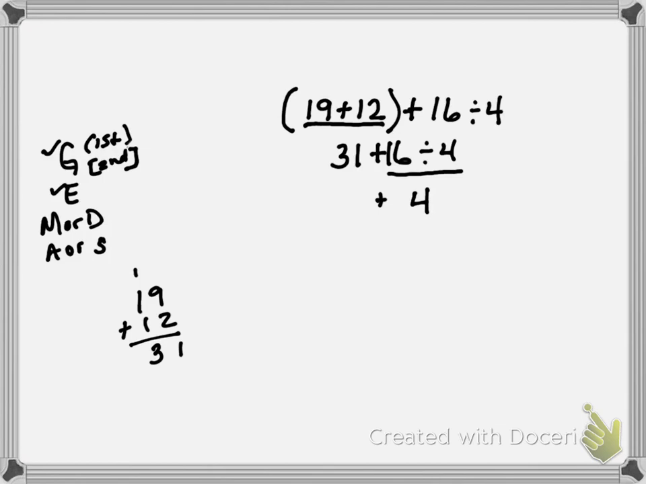I'm going to bring down the rest of my expression, and I'm simplifying it down till I reach my 1 number. After we cleared out the division, we only have one operation left, which is our addition. 31 plus 4 will equal 35. Good job.